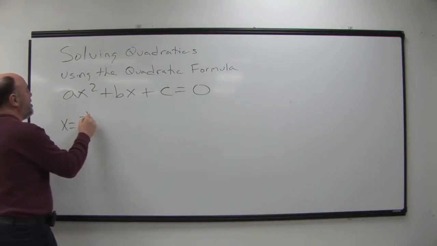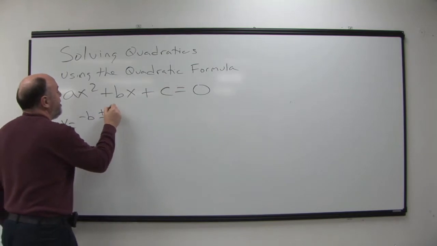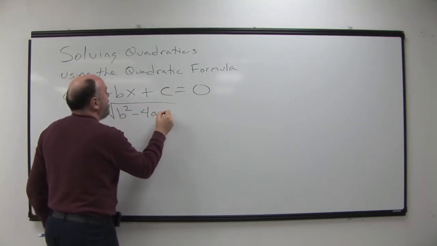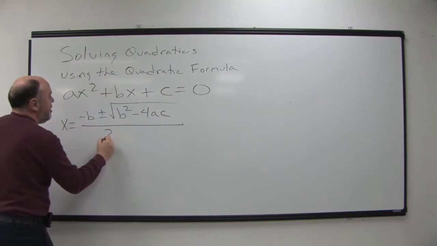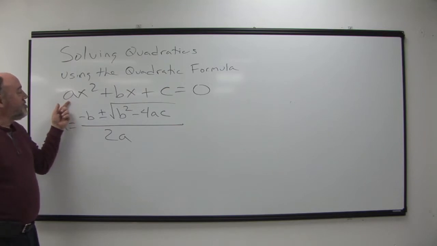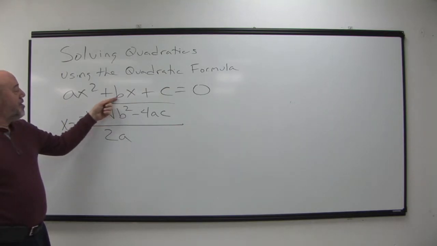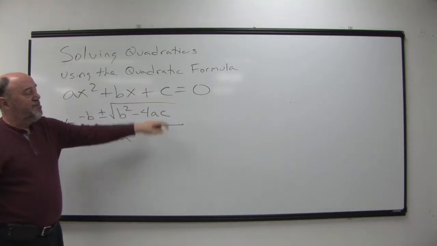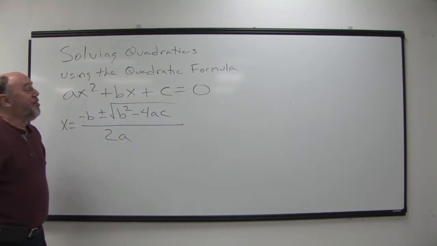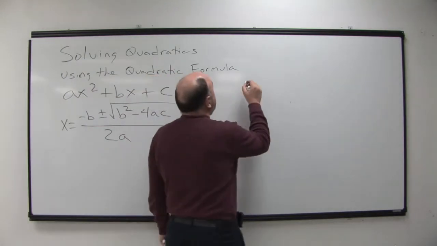x equals minus b plus or minus the square root of b squared minus 4ac, all over 2a, where a is the number in front of the x squared term, b is the number in front of the x term, and c is my constant term. So then, given a question, we get something like this.